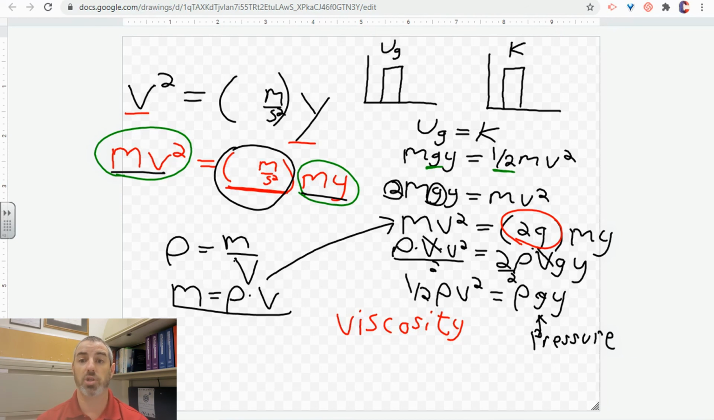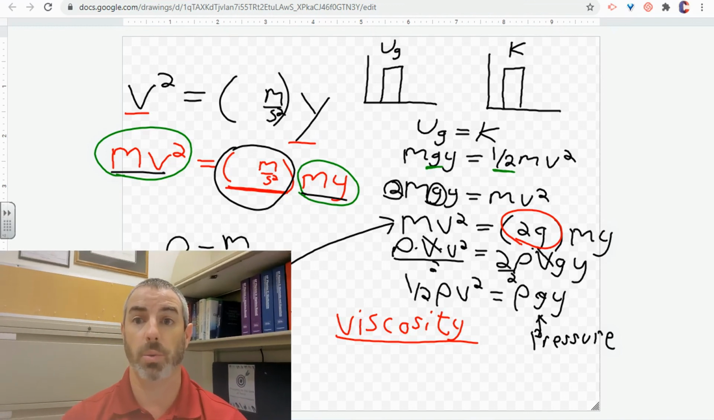Now, the reason that you would not have exactly 2g is because of something called viscosity. Viscosity is the friction within a fluid. So there's internal friction that's going to cause the water to not go as far, which means the velocity doesn't reach its maximum because of that viscosity. So here is deriving Bernoulli's principle.